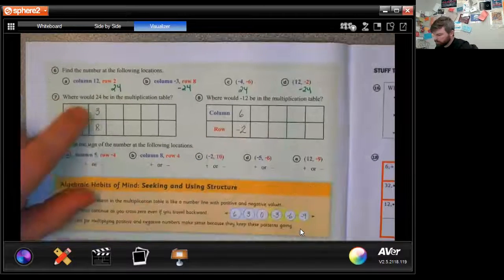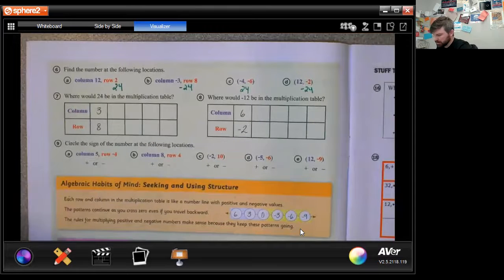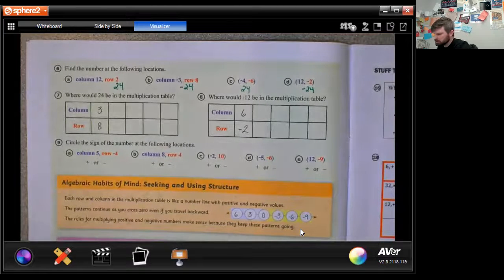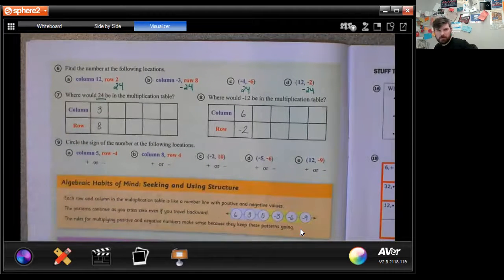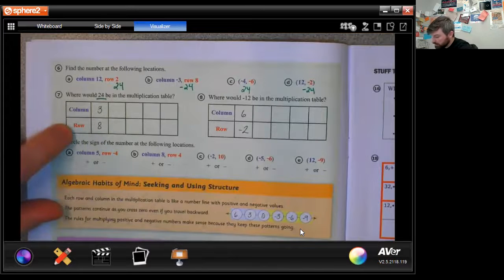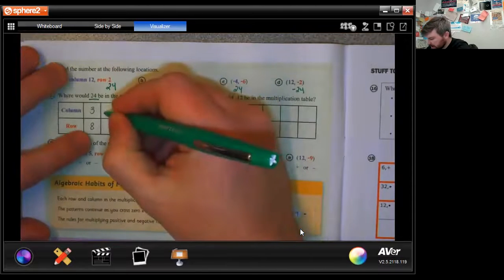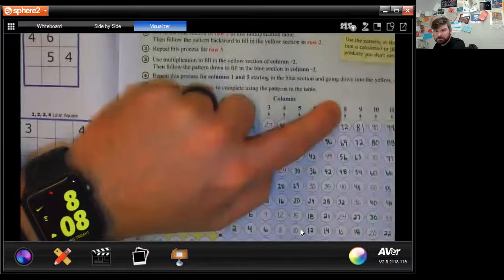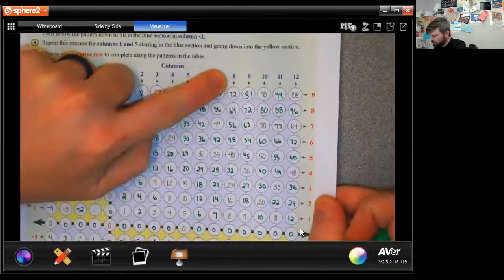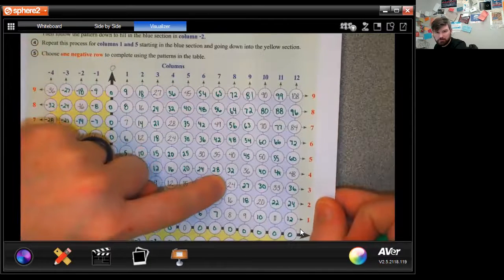Where would 24 be in the multiplication table? Okay, so here we're just making a table. We want to get 24, but we're going to make a table of the column and the rows. Okay, so they start us off with column 3, row 8. I could switch those and say column 8, row 3. So let's look over here. If I go column 8, row 3, I get a 24.